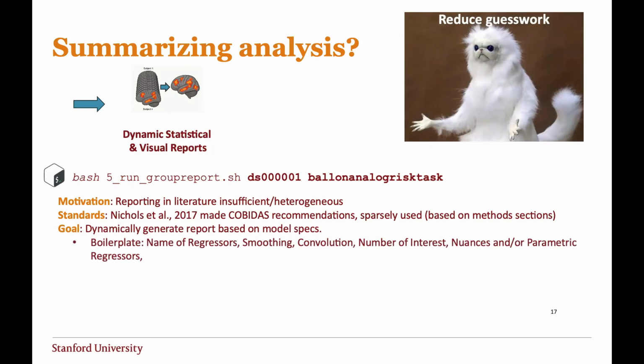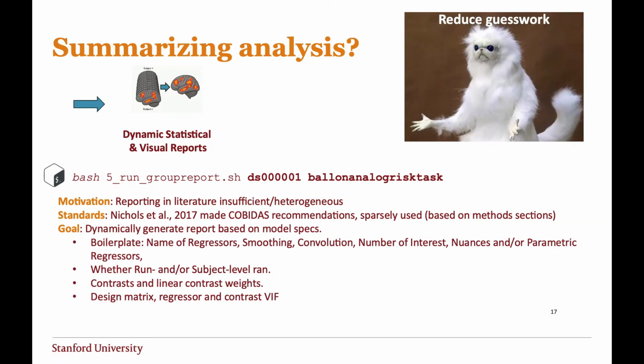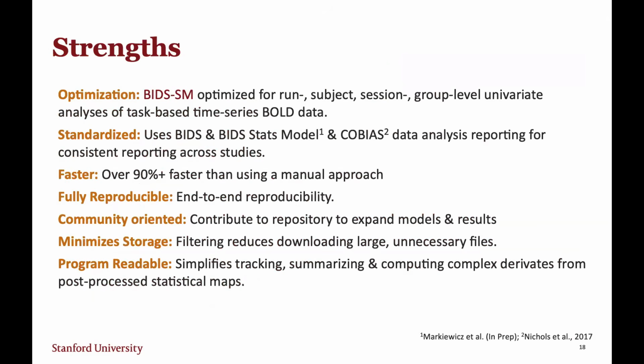So it gives you boilerplate: named regressors, smoothing, convolution, number of interest, nuisance, and parametric regressors, whether run and subject models are run, and the contrasts and linear weights. We're currently incorporating some APIs, which do pretty well, to write a description of what those are. Like, what does this contrast measure? Give me three to four words so you folks are not guessing. Then the design matrices, regressor and contrast VIF to figure out how collinear these are in your model, some quality control stuff, which I'll show you a bit later, and then the group activation maps across sessions and contrasts if they exist.